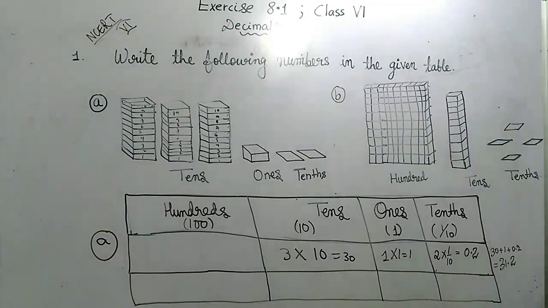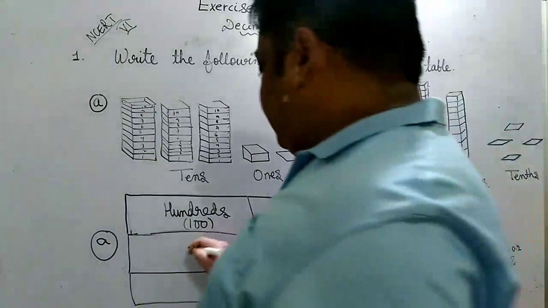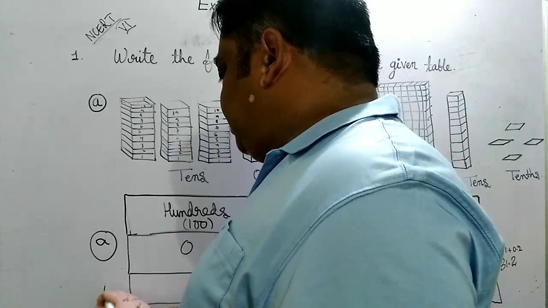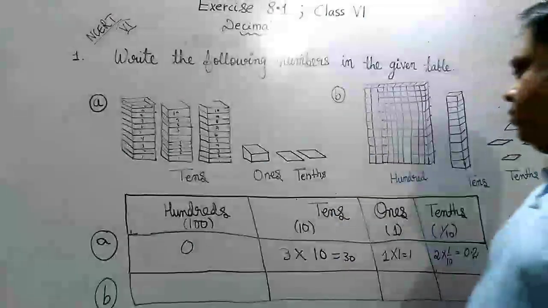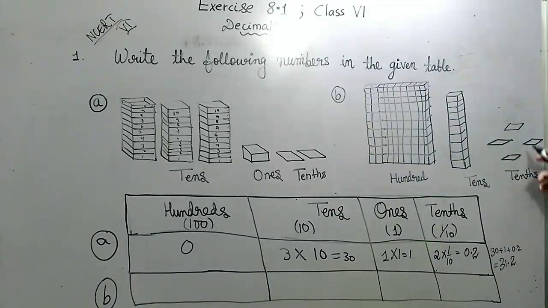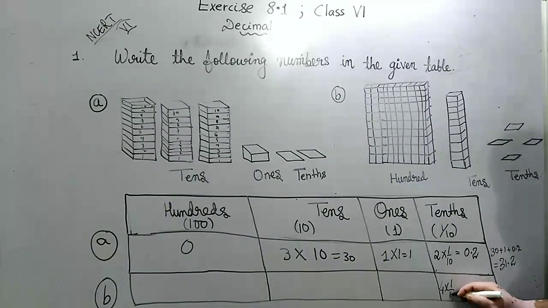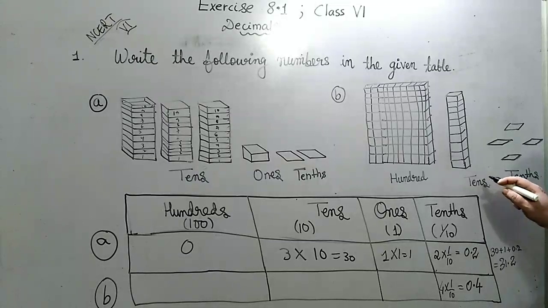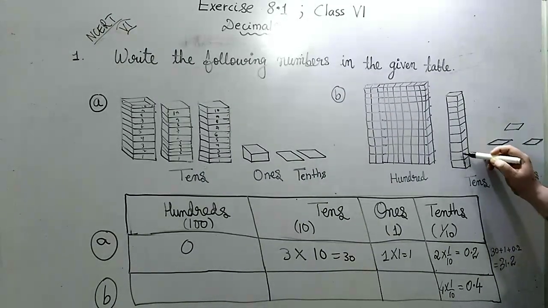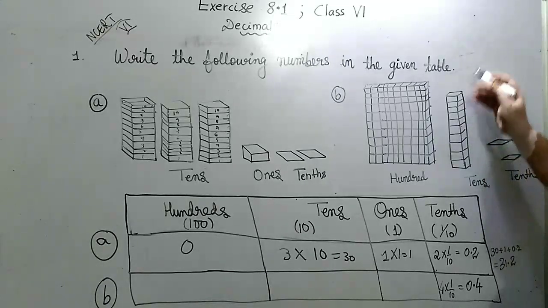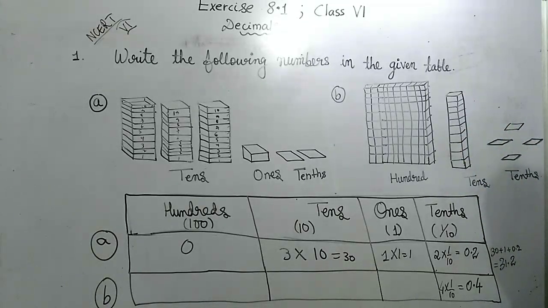Similarly for question number B, here there was nothing in the hundreds place, but in question number B there is something in the hundreds place also. What we will see, in tenths place there are 4. So 4 into 1 by 10 is equal to 0.4. In ones place how many are there? There are 10 boxes. 1, 2, 3, 4, 5, 6, 7, 8, 9, 10, and only one stake is there. And in ones place there is nothing, so we put 0.